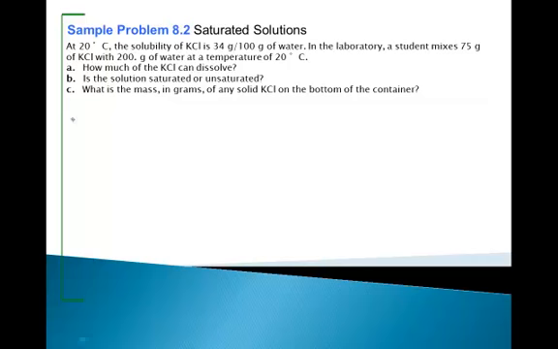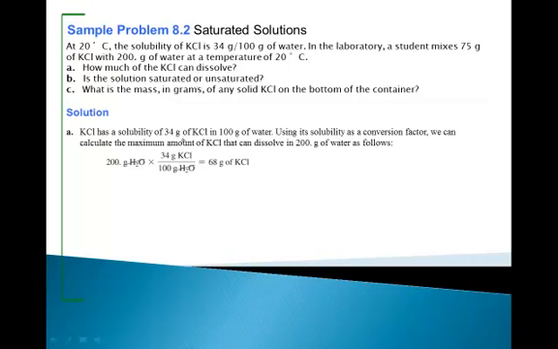Our next example is looking at saturated and unsaturated solutions. At 20 degrees it says the solubility is 34 grams per 100 grams. So that's my solubility. That's telling me how much it will dissolve. Now, in the lab, I have a student that's mixing 75 grams with 200 grams of water at 20 degrees, and we want to know how much of it will dissolve, and if it's saturated or unsaturated.